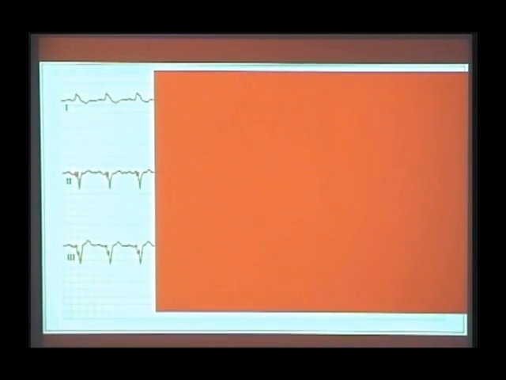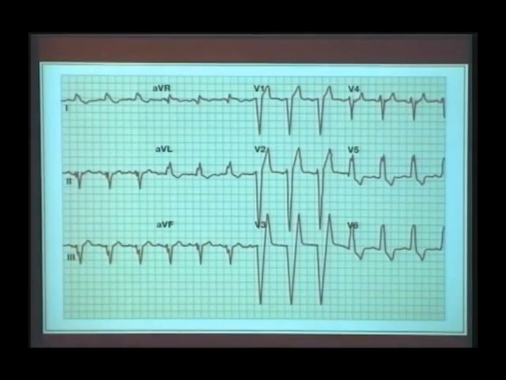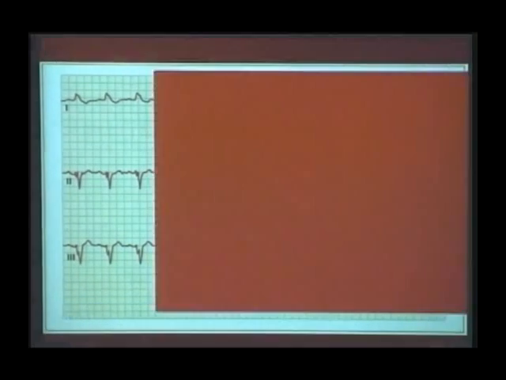So what is it? We can say in L1 terminal delayed slurred positivity is there. In the chest leads you can see it is left bundle branch block. V1 is negative, V5, V6 terminal delayed positivity. So L1 itself will give you a clue whether it is a right bundle branch block or a left bundle branch block. So just look at L1.